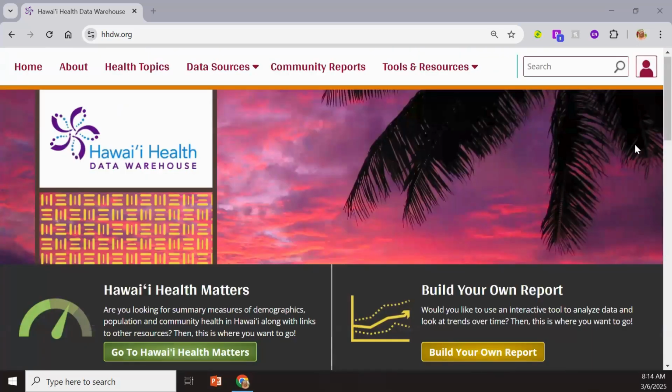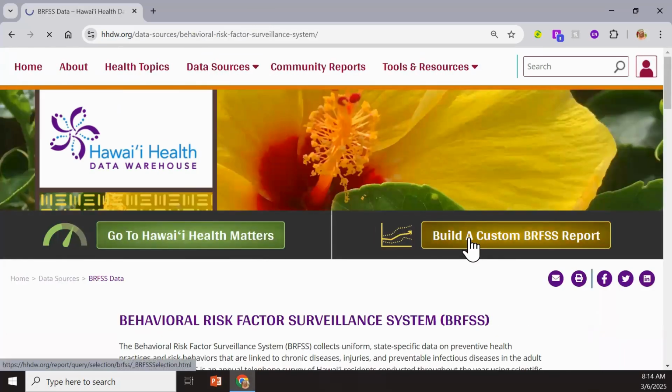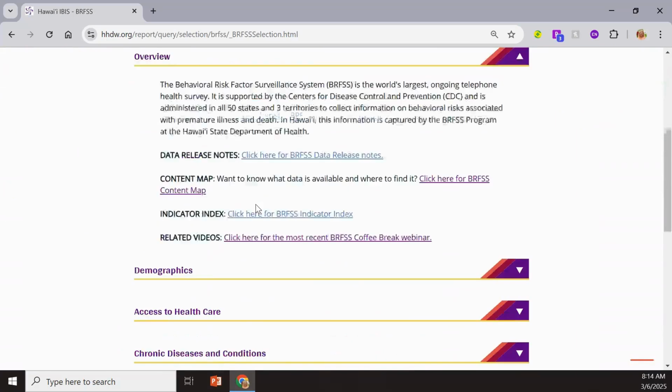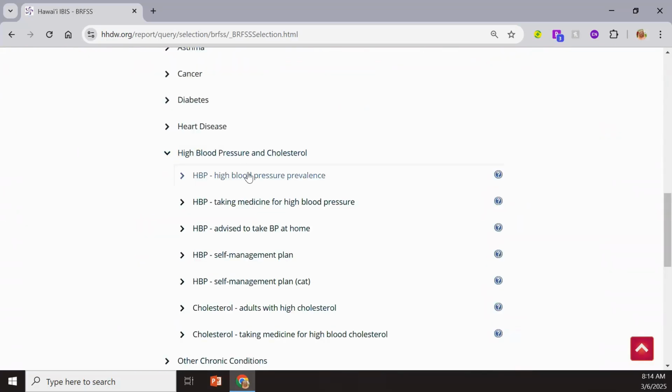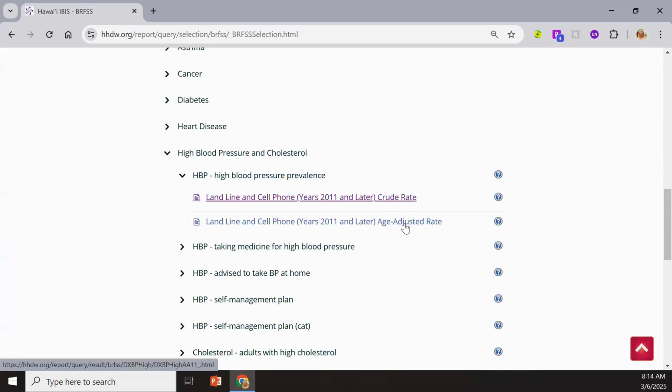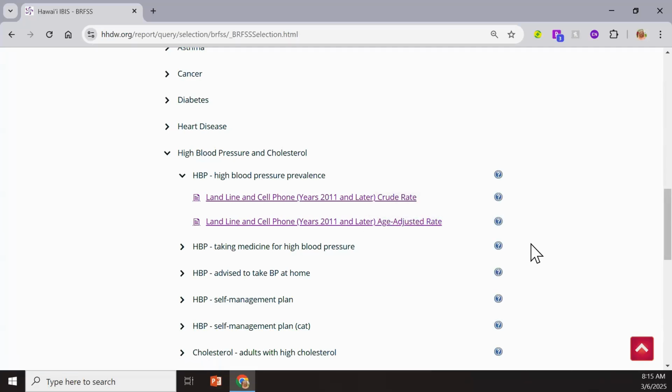Okay, but we're interested in age adjusting. And one of the data sources that I said provides age adjusted data is the BRFS. So let's go ahead and take a look. Let's look at high blood pressure prevalence. So you'll see here, we have both the crude rate and the age adjusted rate, and these little question marks will remind you of the difference. Let's just look at the crude rate for now.